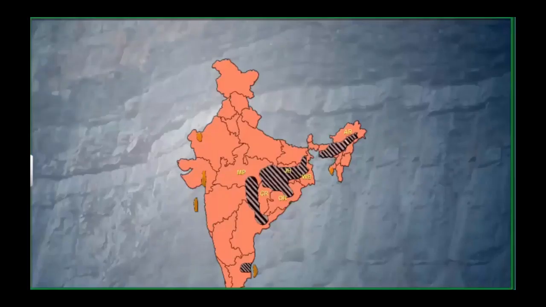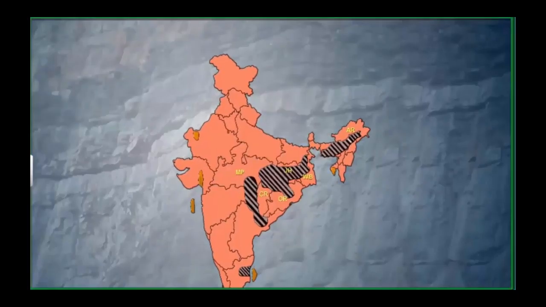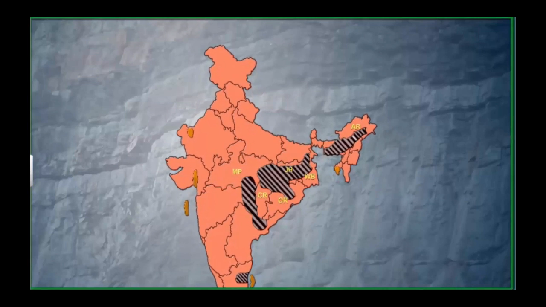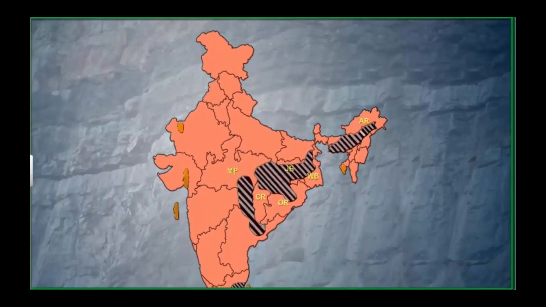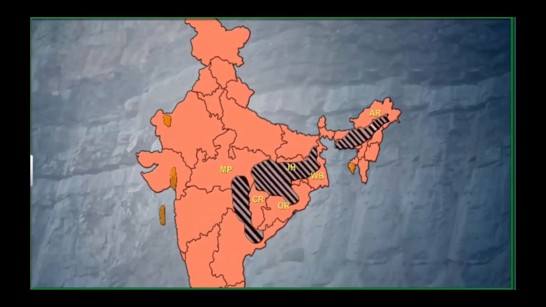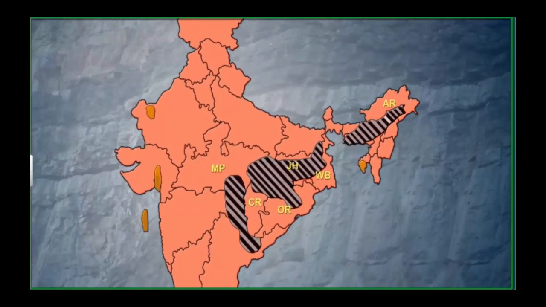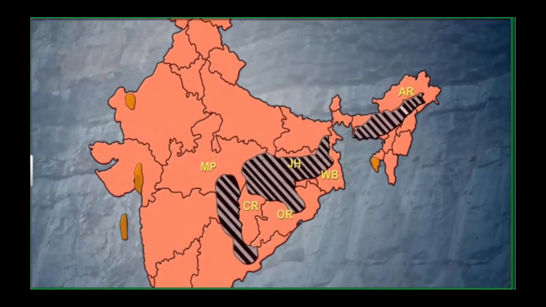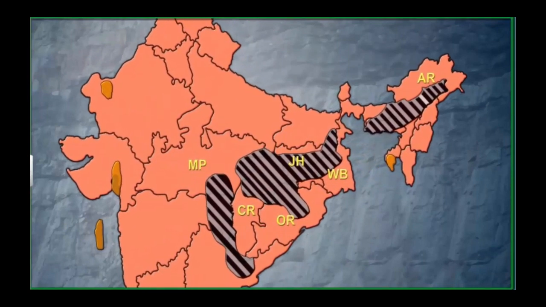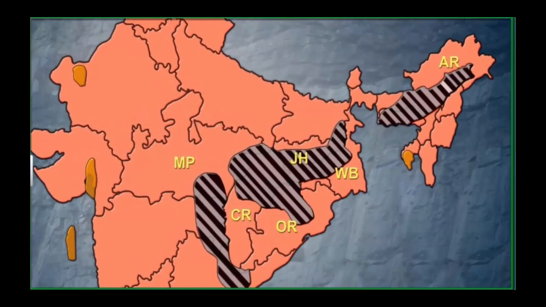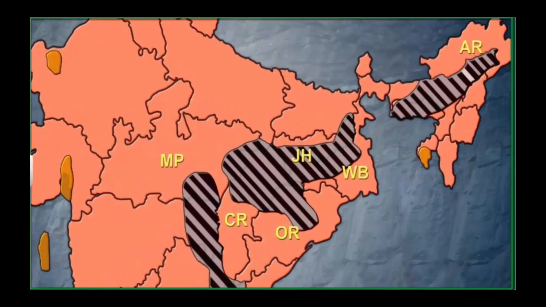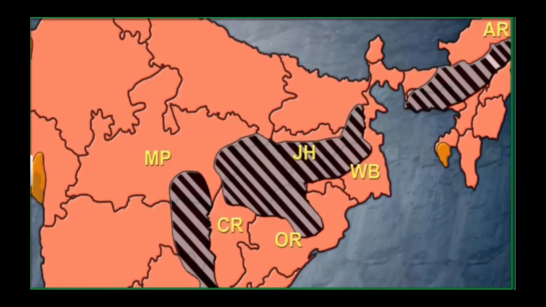Coal is found in rocks belonging to different geological periods. In India, coal is found as Gondwana deposits that are over 200 million years old, and tertiary deposits that are just about 55 million years old.